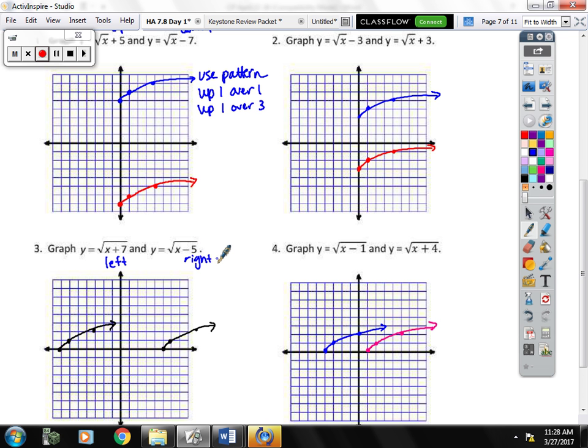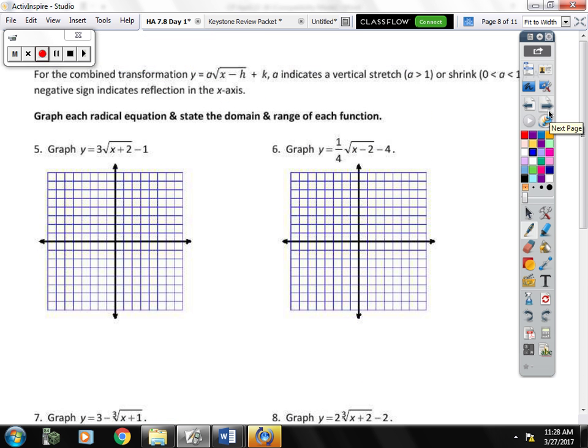So on the next page, what we're going to do is combine left, right, up, and down, also with some stretches and some shrinks. What that's going to affect is, if we have like a 2 in front of here, that's going to affect our pattern and how we're counting. And so a combined transformation looks something like this.